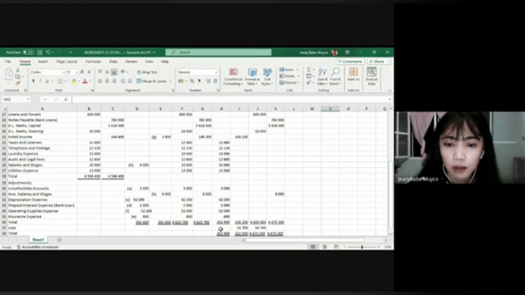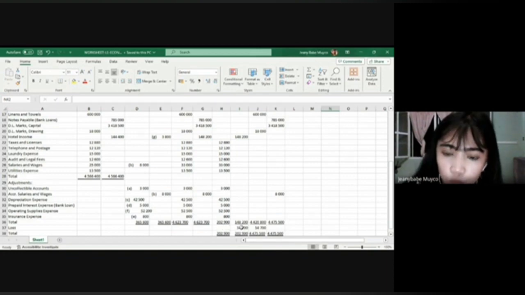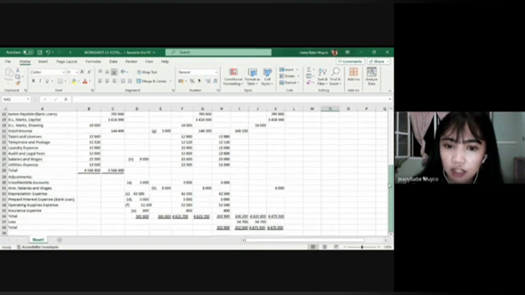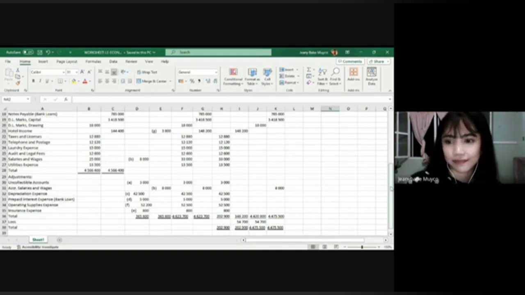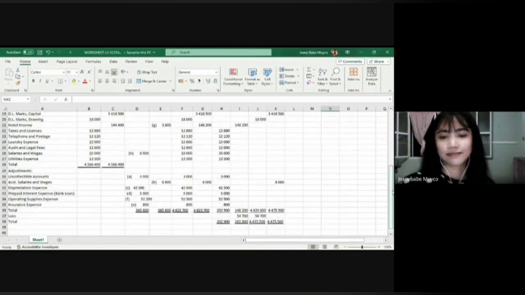So to get the amount of loss, we have to get the difference between 202,900 and 148,200, which is 54,700. And then we will get the sum of 148,200 and 54,700 for it to balance. So that both of the totals are 202,900. That would be all for the income statement.